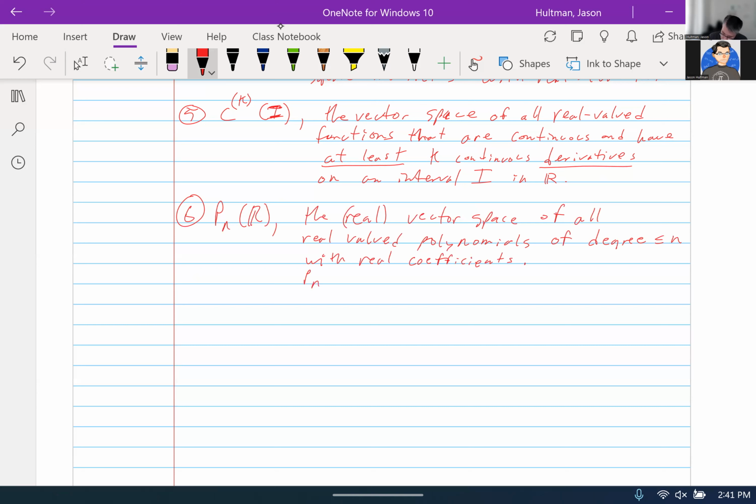So Pn of R would take the form of some constant plus a coefficient times x, plus a coefficient times x squared, plus a third coefficient times x cubed, plus dot dot dot all the way to an nth coefficient times x to the n.